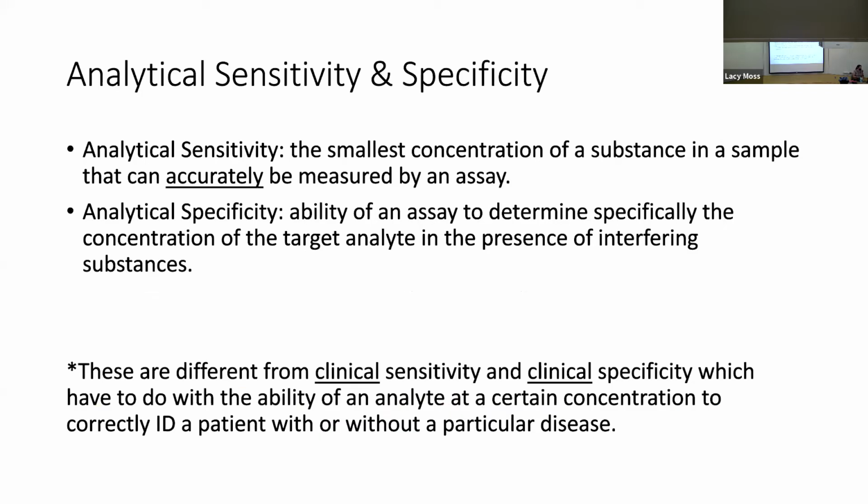All right, so analytical sensitivity and specificity. Analytical sensitivity is the smallest concentration of your analyte in a sample that you can accurately measure. So this is basically as low as you can go and still know that you're being accurate. Analytical specificity, on the other hand, is the ability of your assay to determine specifically the concentration of your target analyte in the presence of an interfering substance.